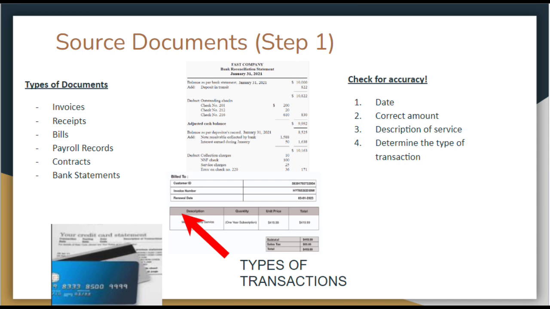And it's also important that you check them for accuracy, make sure they have the correct date, the correct amount, description of service, and also determine the type of transaction.